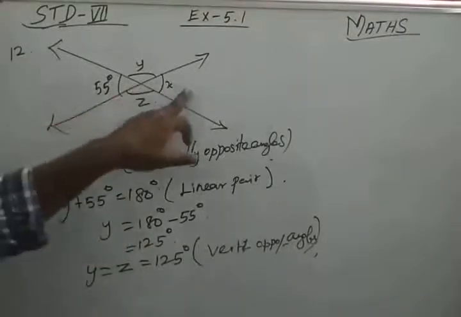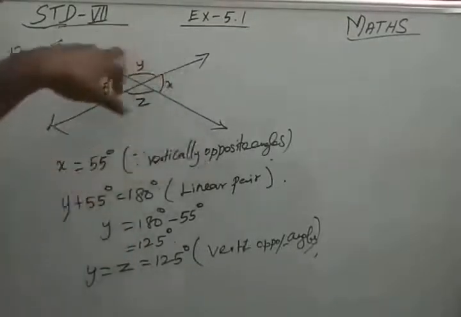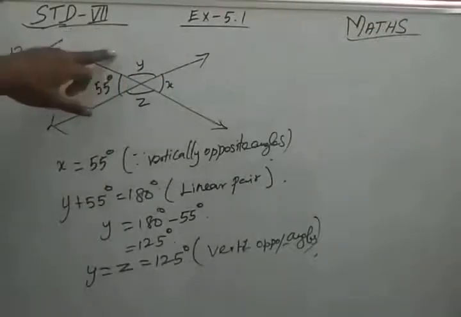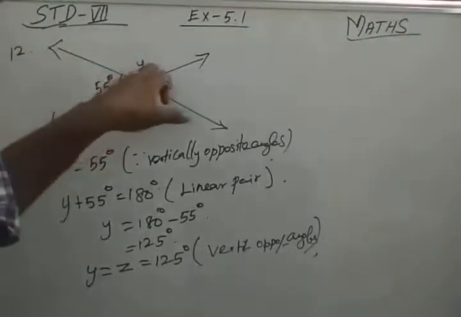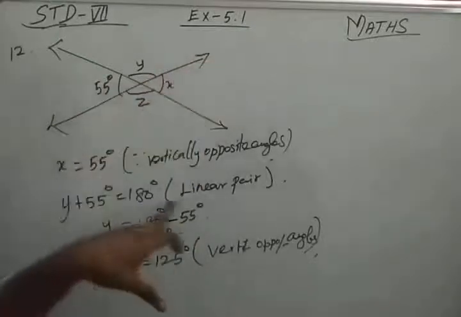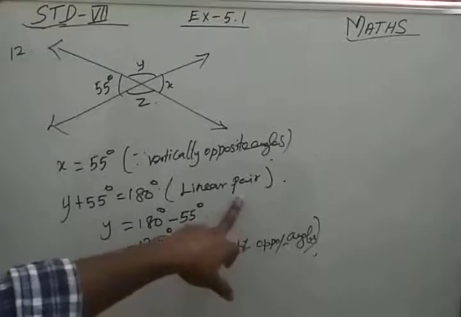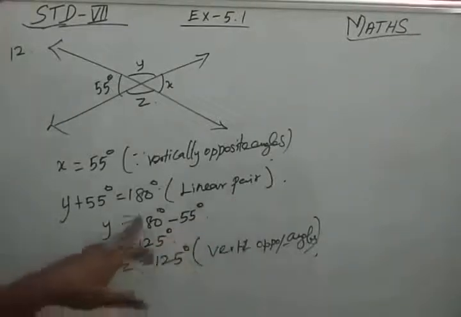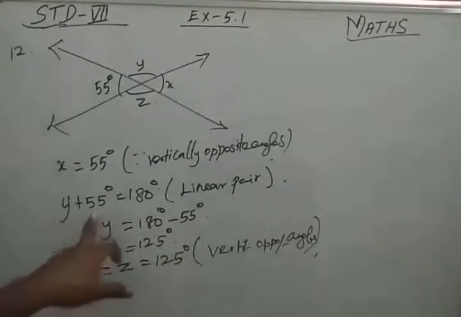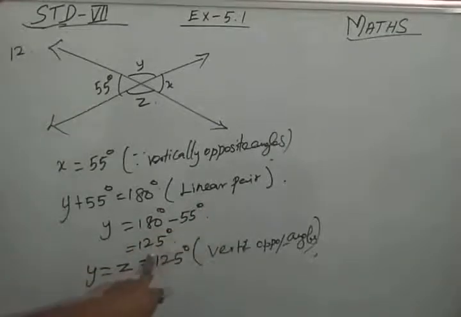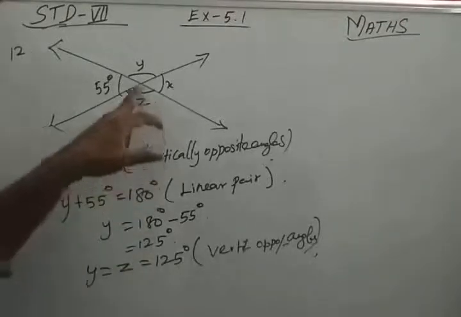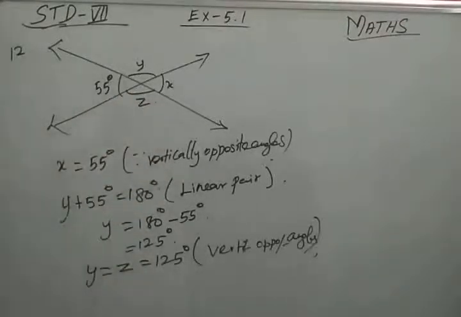Next, since we have found the value of x, we need to find the value of y. In order to find y, we take y plus 55 degrees, which forms a straight line, so it is a linear pair. So y is equal to 180 degrees, and this plus 55 will come as minus 55 on this side. When we subtract, we get the value 125. Next, y is equal to z, which is equal to 125, vertically opposite angles.